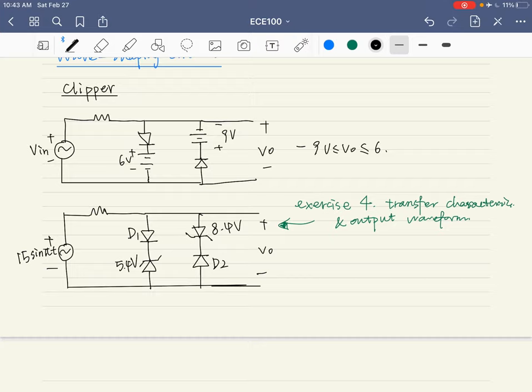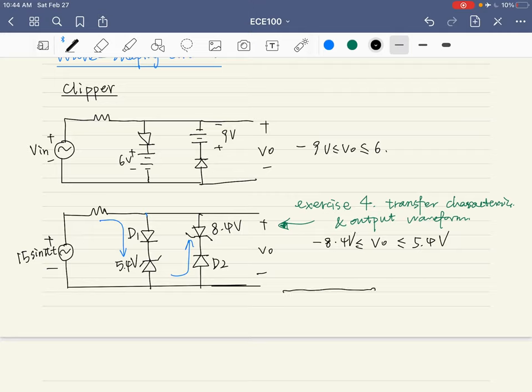When the waveform is positive, D1 will be on and the Zener diode will be broken down to restrict the output the same way. Similar happens to the second Zener diode in the negative phase. Therefore, the output voltage is between the interval of minus 8.4 and positive 5.4 volts.